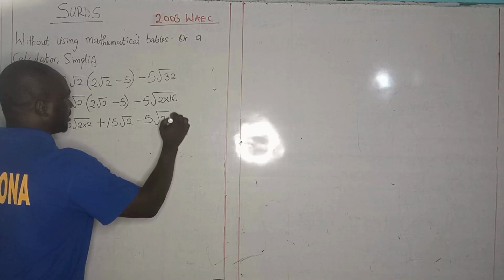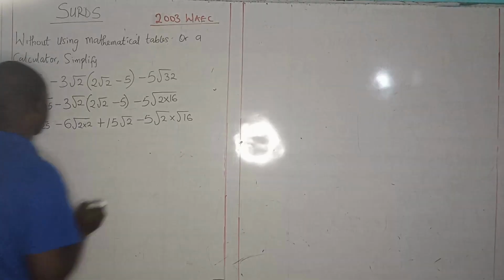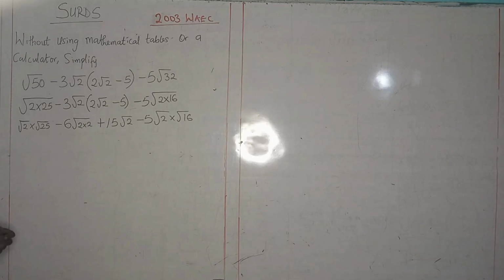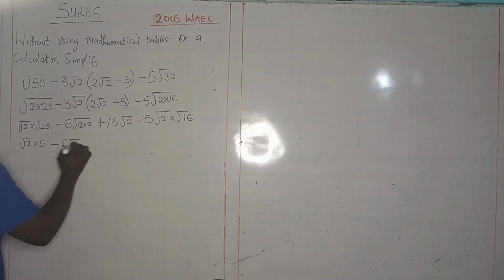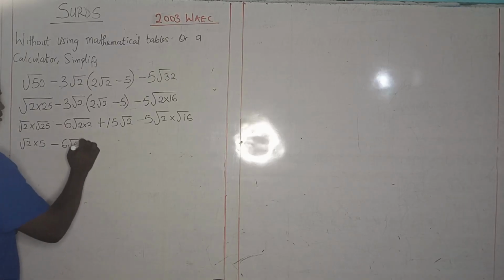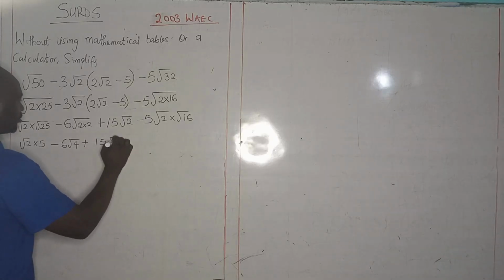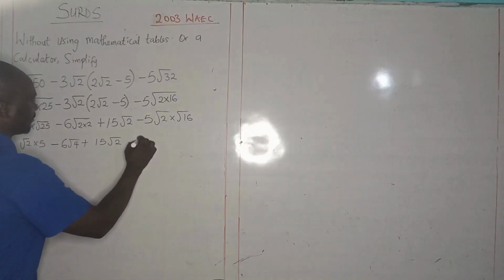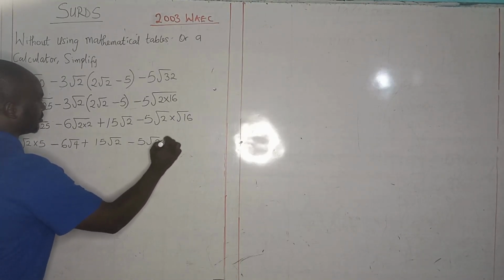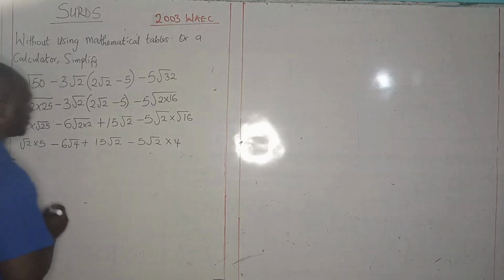root 2 times root 16. Now, the ones that have roots there, let's start bringing up their roots. What does that mean? That means this will be root 2 times 5 minus 6 root 4 plus 15 root 2, right, minus 5 root 2 times 4.